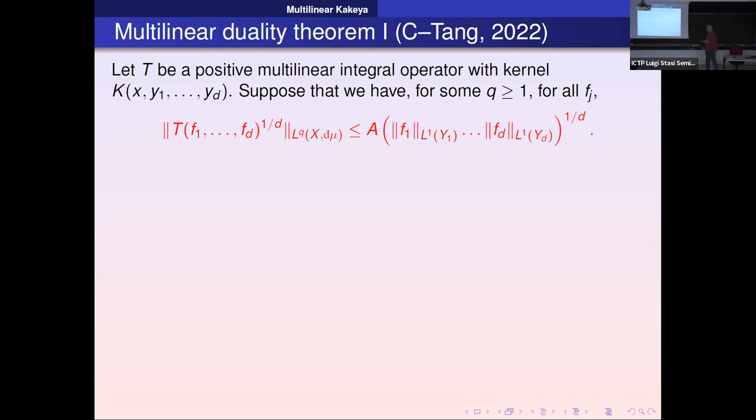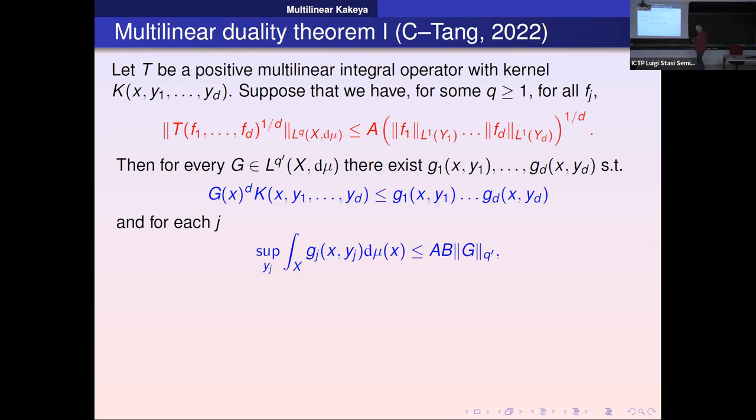as what we've been talking about; this is of the form where we have multilinear chaos. Then the statement of the duality theorem, or the hard part of the duality theorem, is that if this holds, then for every g in the dual space of LQ, there exist functions g1 of x, y1, and so on up to gd of x, yd. This is d-linear now. So at the moment, there's no relation between the degree of linearity and the dimension of this space. This space x is just an abstract measure space, nothing more. So if we take g of x to the power of d and multiply it by the kernel of the multilinear operator, then that can be pointwise dominated by a product of these functions g1 of x, y1 up to gd of x, yd, and such that, so getting that by itself is easy.